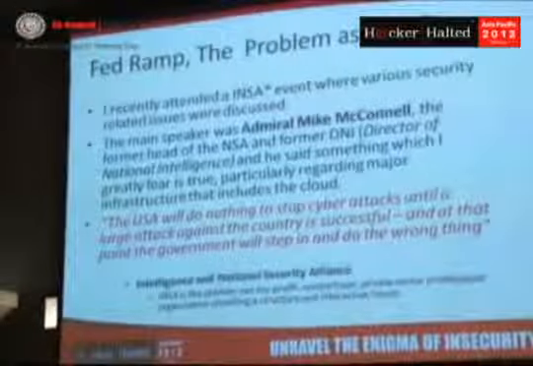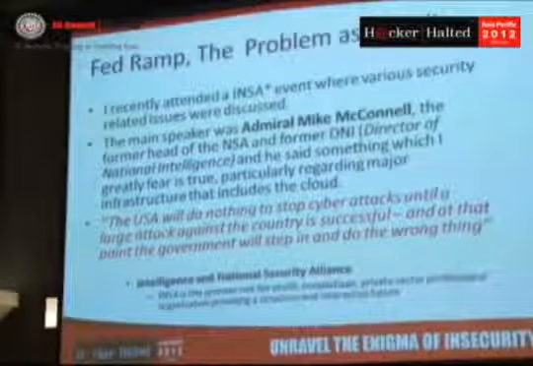I recently attended an INSA event where various security related issues were discussed. INSA is a premier not-for-profit, nonpartisan private sector organization for providing structure and an interactive forum. The main speaker, you may have heard of him before, Admiral Mike McConnell, former head of the NSA and former DNI, which stands for Director of National Intelligence. He said something which I greatly fear is going to be true.